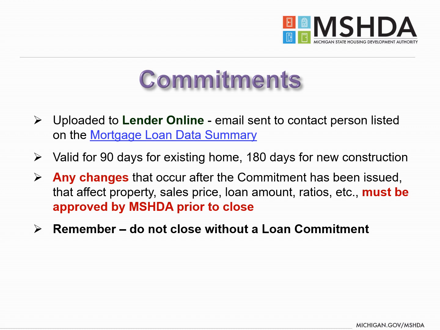Once the file is approved by MSHDA, a commitment will be issued and uploaded to Lender Online. An email will be sent to the contact person listed on the mortgage loan data summary. The commitment is good for 90 days for an existing home and 180 days for new construction. Any changes that occur after the commitment is issued that affect property, sales price, loan amount, ratios, etc. must be approved by MSHDA prior to close. Remember, do not close without a commitment.